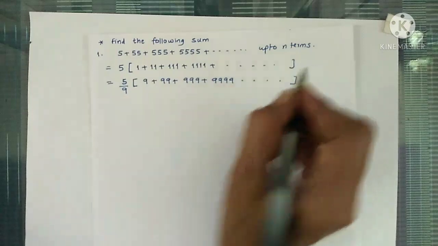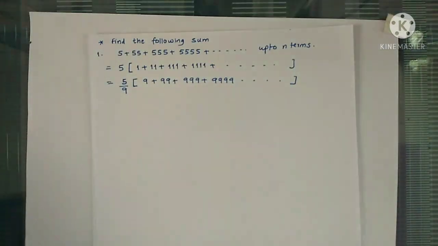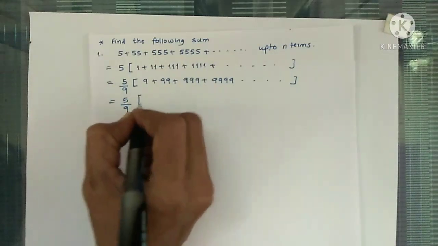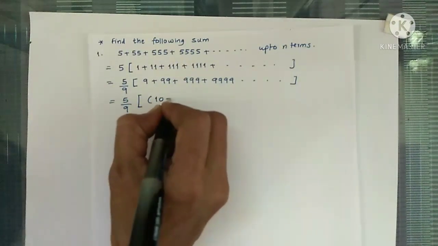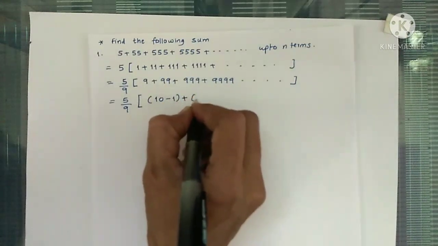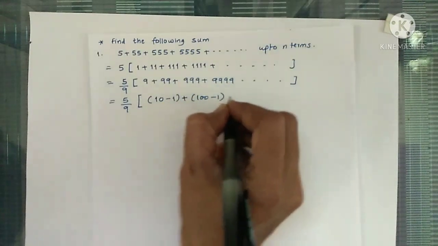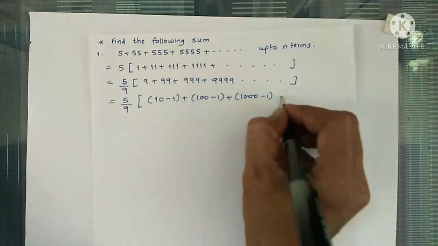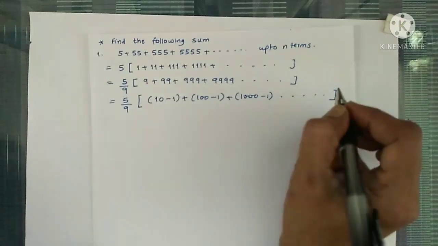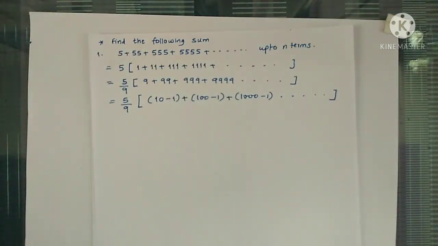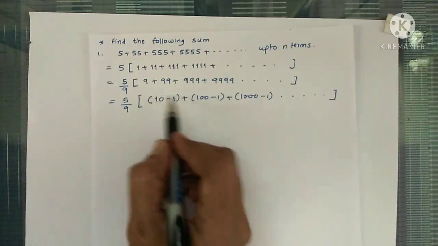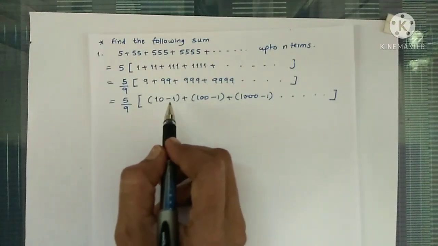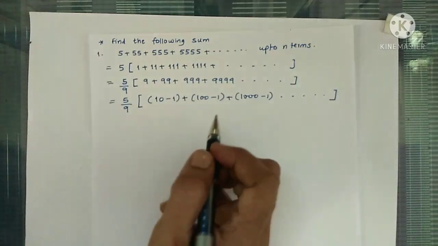Now why 9? Why not another number? Because the first 9 we can write as 10 minus 1. Then 99 can be written as 100 minus 1. The next number is 1000 minus 1. So we get a pattern there. Each bracket is 10 raised to a number. Here it is 10 raised to 1, here it is 10 square, 10 cube, and so on. And all the brackets have minus 1 as the second term.